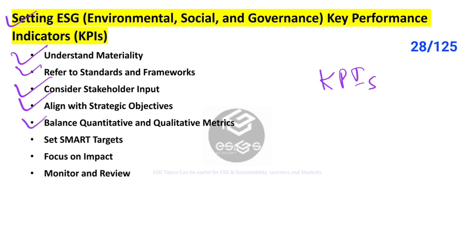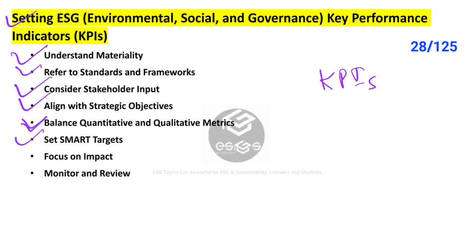the organization. Next one is balancing qualitative and quantitative metrics. Include a mix of quantitative and qualitative KPIs to capture both tangible and intangible aspects of ESG performance. So balance metrics that can be easily measured with those that require more subjective assessments or qualitative analysis.